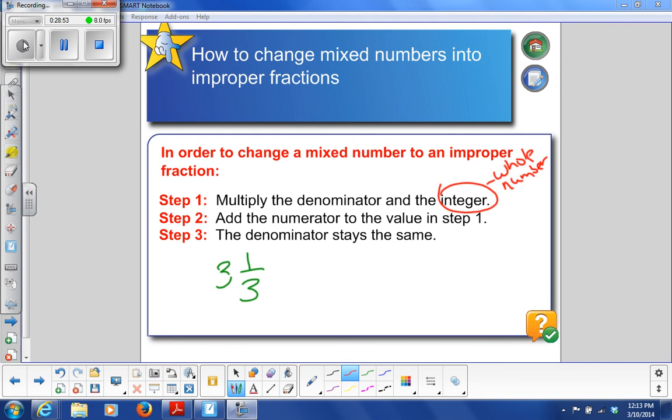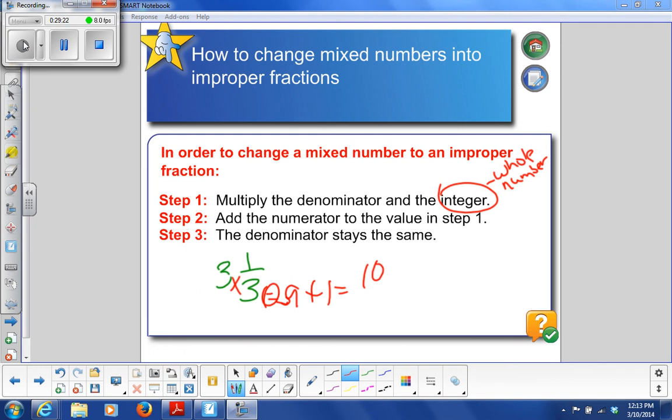So I'm going to multiply 3 times 3, right? Nine. Everybody got that? 3 times 3 is what? Nine. Now I'm going to add the numerator to the value in step 1. So my value is right here, 9. So I'm going to go 9 plus what? What's my numerator? One. Which equals 10. That is a good equation.